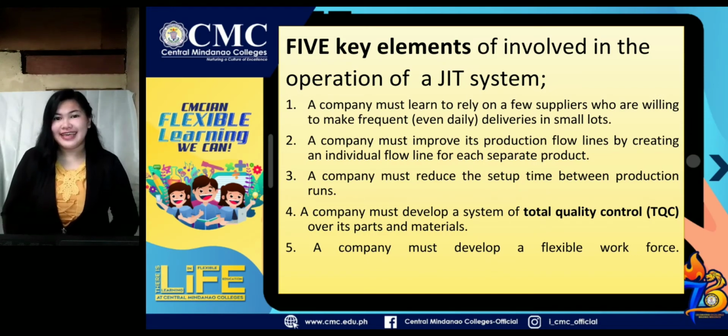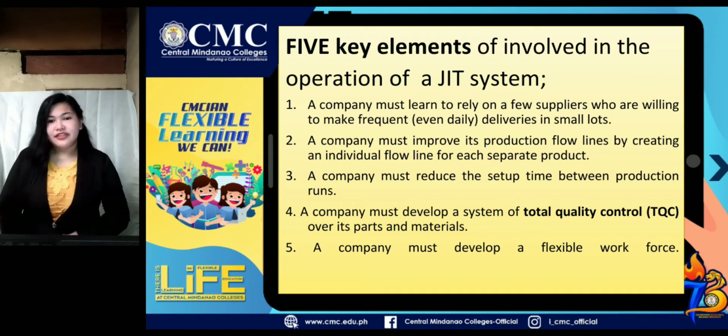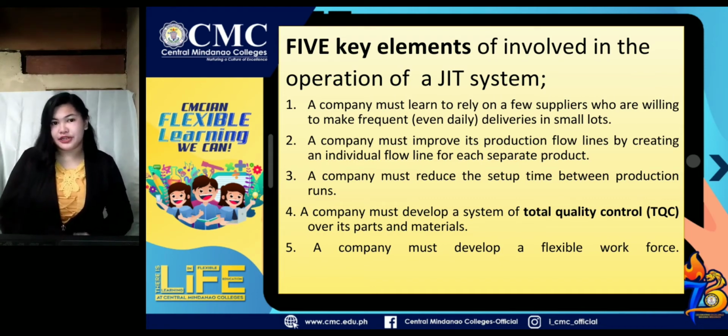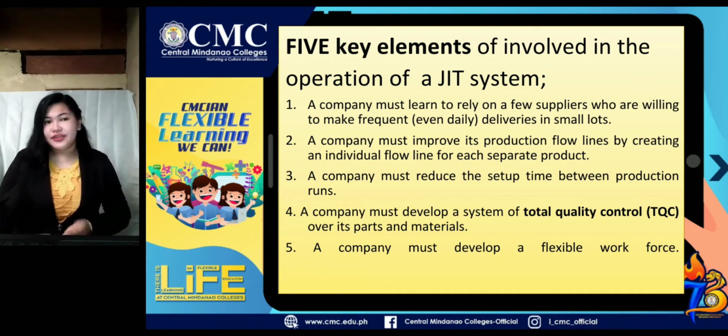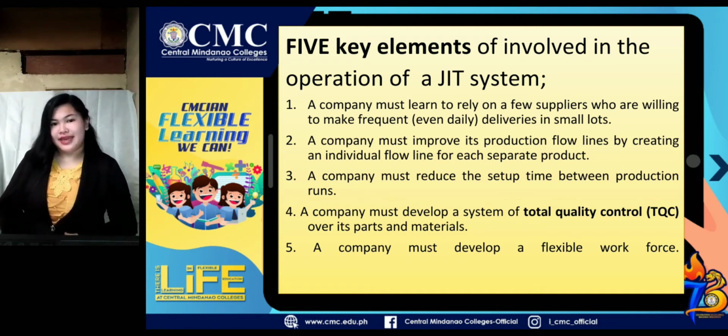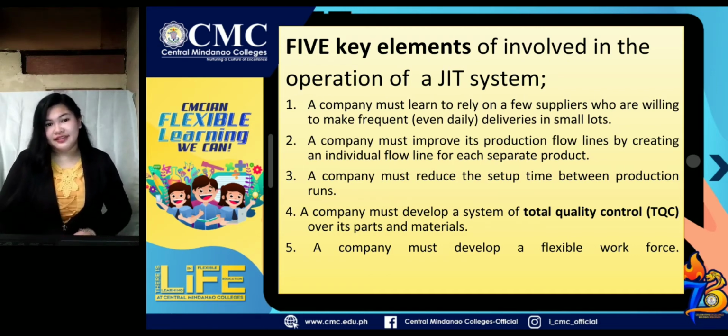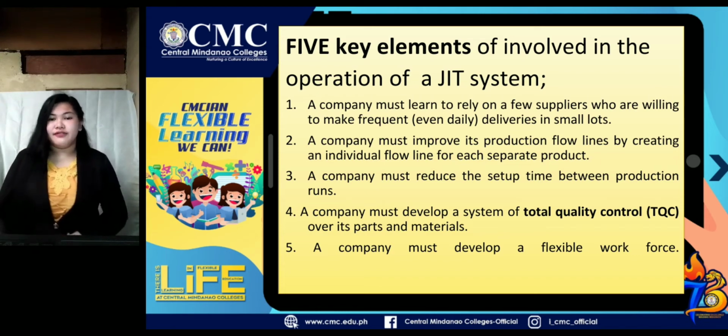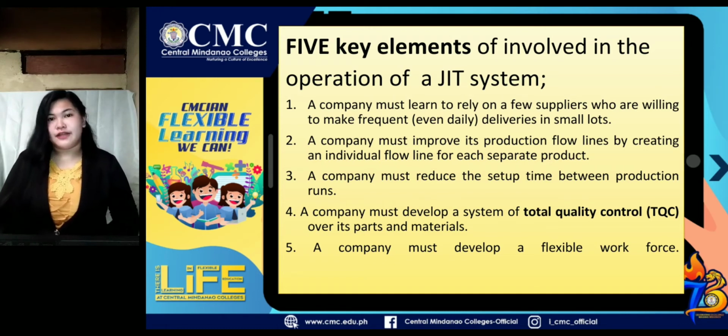There are five key elements involved in the operation of a JIT system. The first one is a company must learn to rely on a few suppliers who are willing to make frequent, even daily deliveries in small lots. The second one is a company must improve its product flow lines by creating an individual flow line for each separate product. The third one is a company must reduce the setup time between production runs.